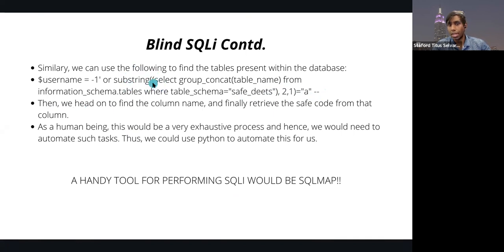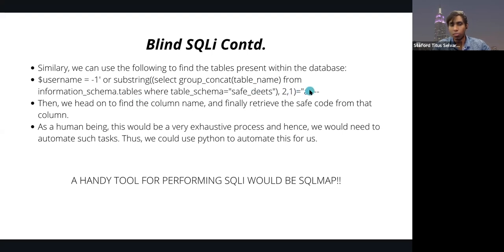Once we found out the table names, we need to find the column name. So again, we'll use select group concat column name from information schema dot columns, where table underscore name equal to the name of the table, whatever table name we found.